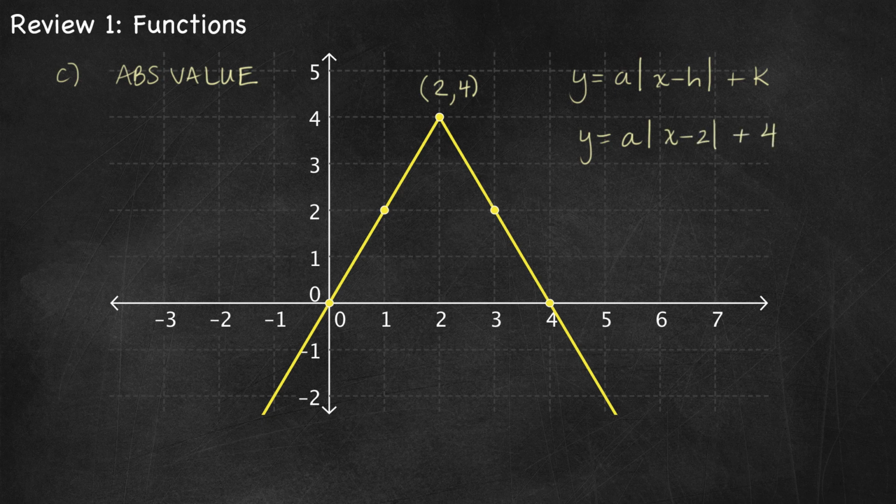Now I can use any other point on this graph to help me solve for a. So I have the point 3, 2. Let's use that one. When y is 2, x is 3. So the absolute value of 3 minus 2 is 1. Absolute value of 1 is just 1. I didn't really need to write that. Plus 4. And if we subtract 4 on both sides, we get -2 equals a. So my equation, y equals -2 times the absolute value of x minus 2 plus 4.